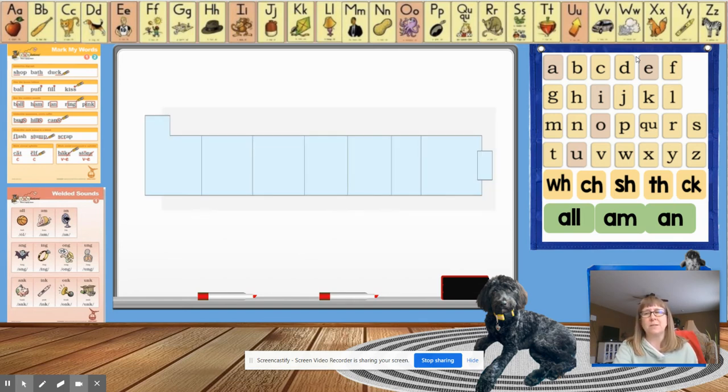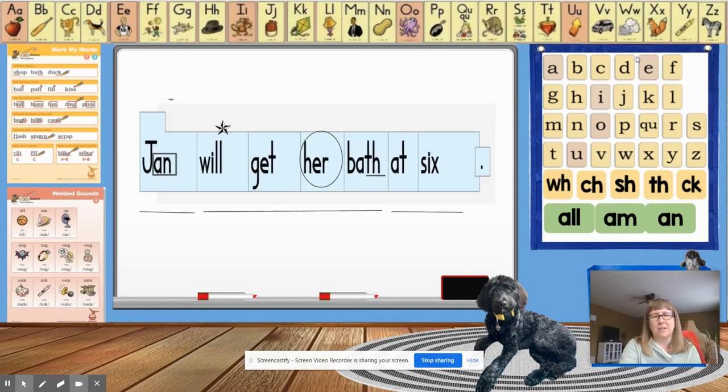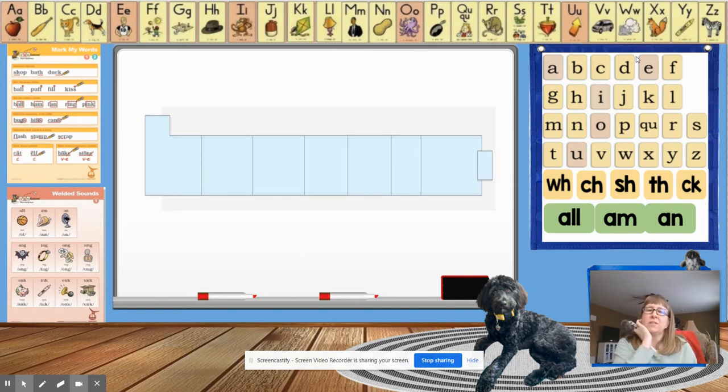Now we're going to do our sentence. Our sentence is, Jan will get her bath at 6. Jan will get her bath at 6. Everybody repeat that. Jan will get her bath at 6. So think of it to help you remember the sentence. Think of a little girl whose name is Jan who has to take a bath at 6 o'clock. Okay? So Jan will get her bath at 6. Go ahead and write it, mark it, and give your teacher a thumbs up.